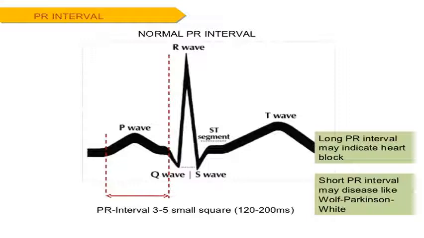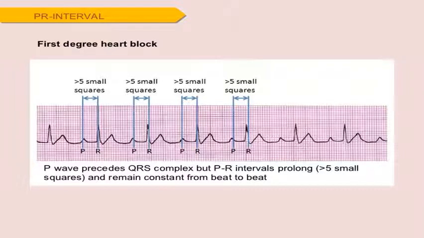In first degree heart block, all P waves are followed by QRS complex. Look at the picture. All P waves are followed by QRS complex. Only the PR interval is more than 0.2 seconds. So there is increase in PR interval, but all P waves are followed by QRS complex.